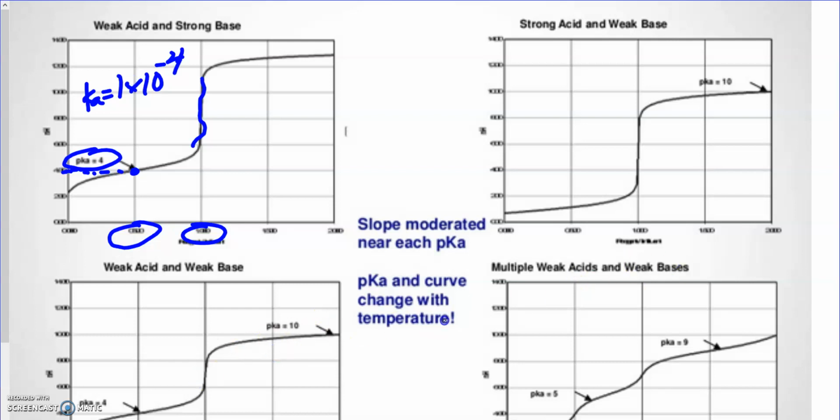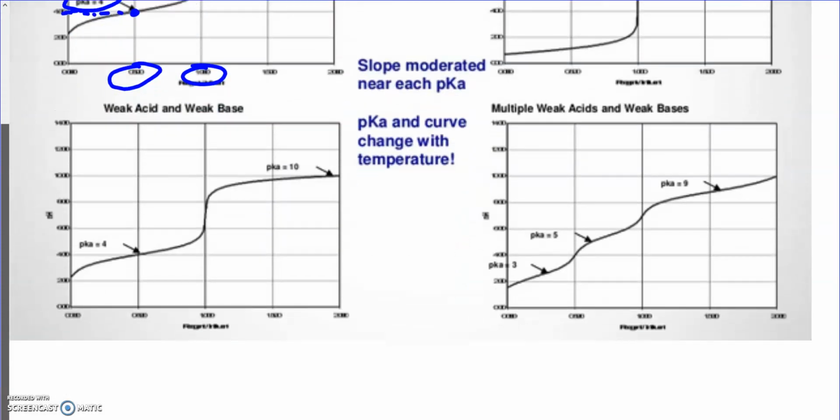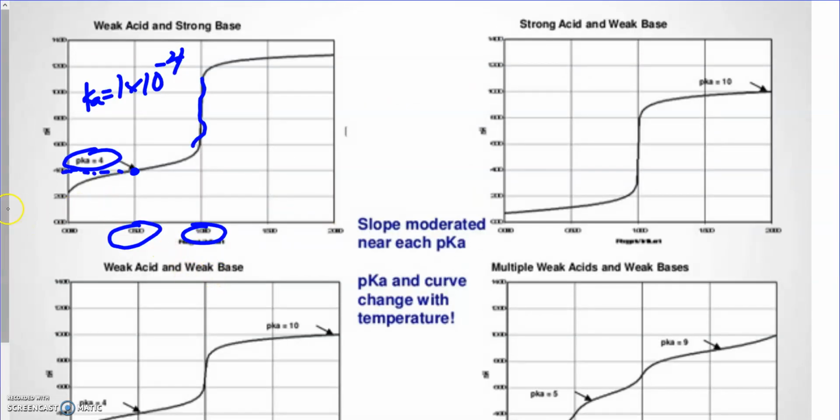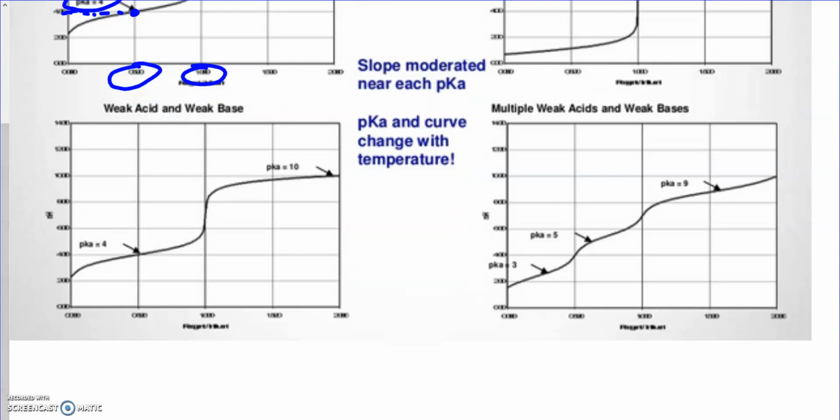Okay, so that's what we have with our pH curve. So again, here's a strong acid, strong base. We see that same idea. Again, we're not going to deal with weak acid, weak bases just because we're not going there. And we'll talk about multiples.